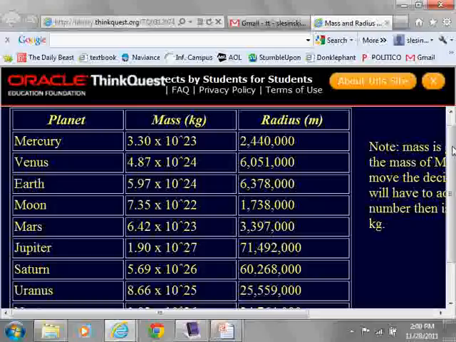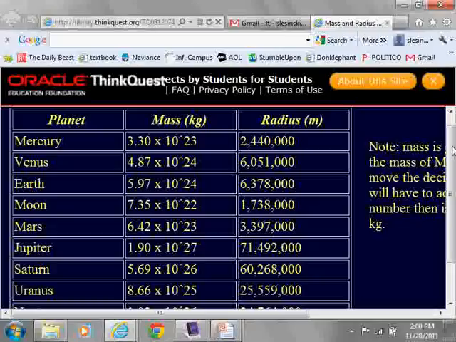Hey, what is this? Standing at 2 o'clock actually. You don't notice. Pick a planet and calculate the acceleration due to gravity on that particular planet. Call me over when you have your calculation.